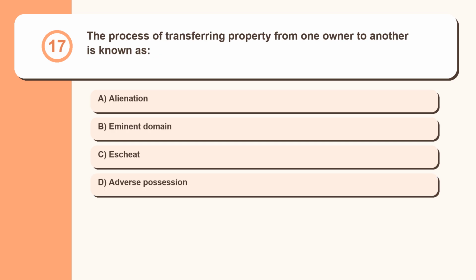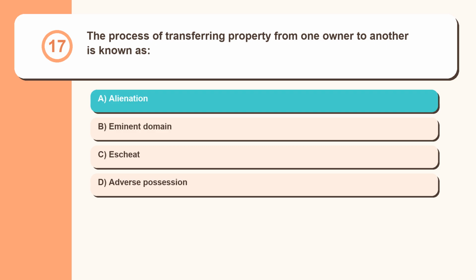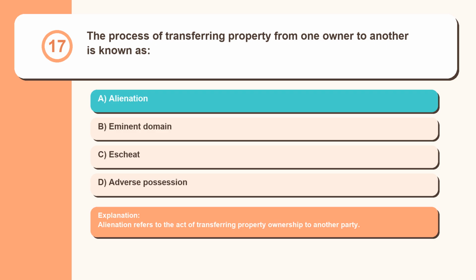Question 17. The process of transferring property from one owner to another is known as alienation, eminent domain, escheat, adverse possession. Alienation refers to the act of transferring property ownership to another party.